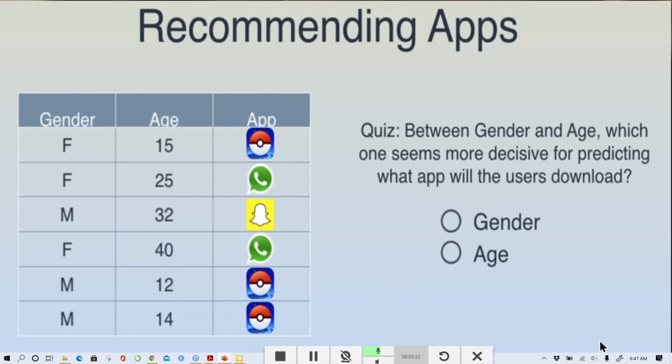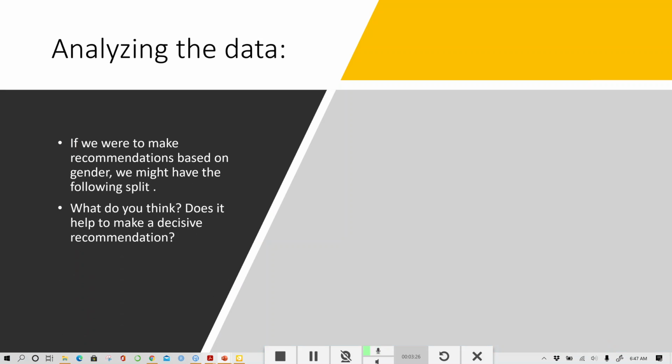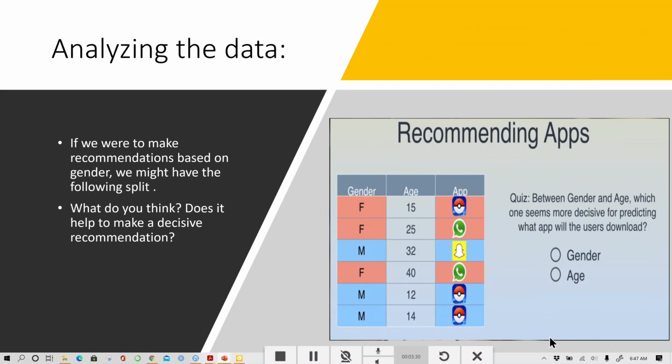Let's quickly review it. We recall that we said that if we were to make recommendations based on gender, then you observe that most females prefer WhatsApp more than Pokemon, whereas for males, most males preferred Pokemon over Snapchat. Well, that is for gender.